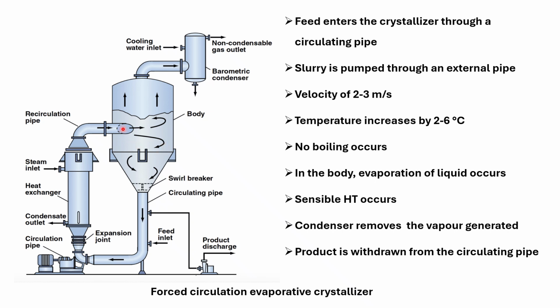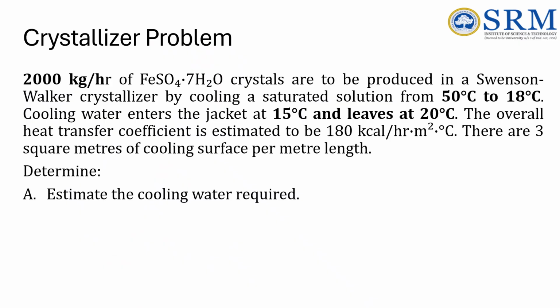Here we have the nucleation process, and once nucleation begins, crystal formation also occurs. The product is withdrawn through a circulating pipe at a little higher level than the feed inlet. So there is a continuous mechanism of crystal production in this forced circulation evaporative crystallizer. Next we move on to solving a crystallizer problem.